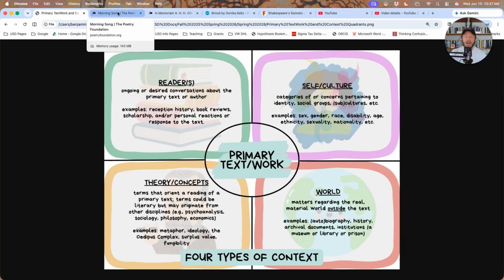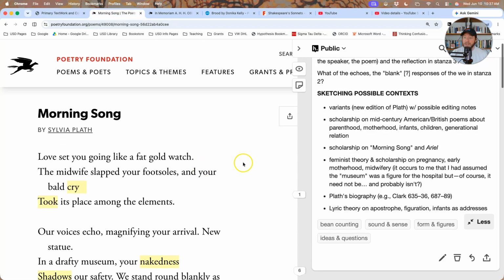What does it look like then when I sit with a poem and take some notes about contexts that might shape future study? In the case of Morning Song, the notes are pretty simple. Some possible contexts might be variants of the poem, meaning other versions of the poem that either exist in Plath's archive or in other published editions. I might be particularly interested in any editorial notes that accompany those variants, especially in the new edition of Plath's poem that was published just earlier this year, 2026, if you're watching this in a year following 2026.